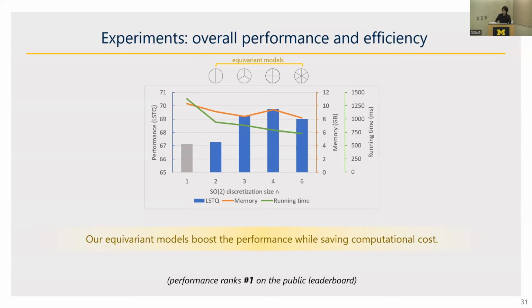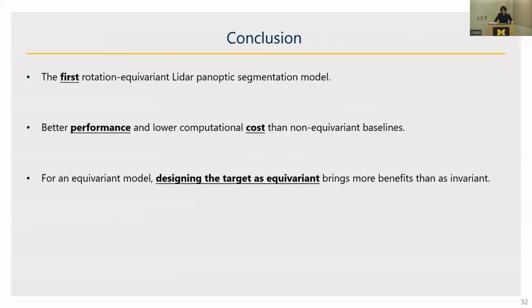So here's the conclusion. We developed the first rotation equivariant LiDAR panoptic segmentation model, and we achieved better performance and lower computational cost than the non-equivariant baseline methods. For an equivariant model, surprisingly, we found that designing the targets as equivariant targets brings more benefit than as invariant ones.